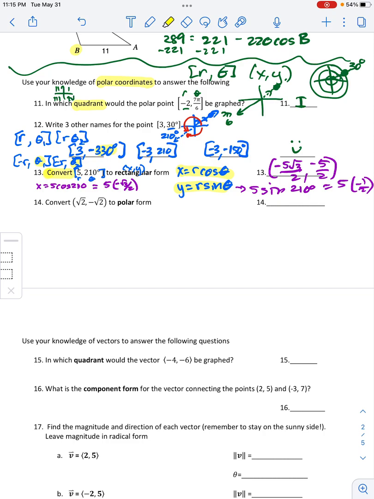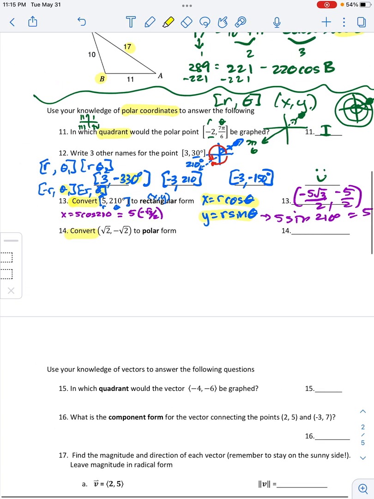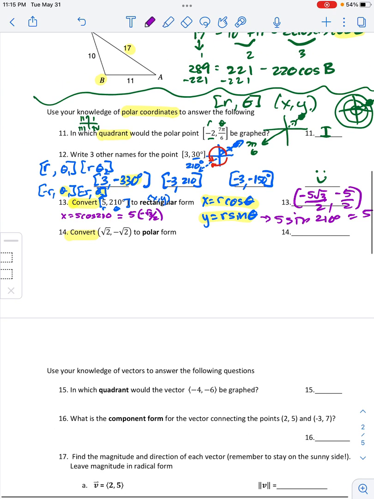This also says convert, but the difference is this one was from polar to rectangular, and here's rectangular to polar. These questions, you guys, literally go right down that yellow sheet. So if you take out your yellow topics sheet and you put it in front of your face, I'm going to be going right down that list and showing you a problem for each one.